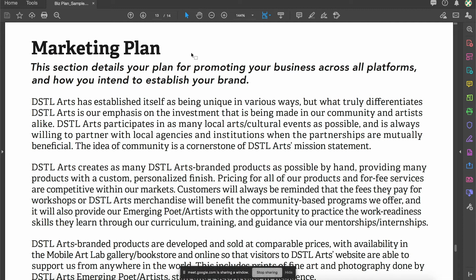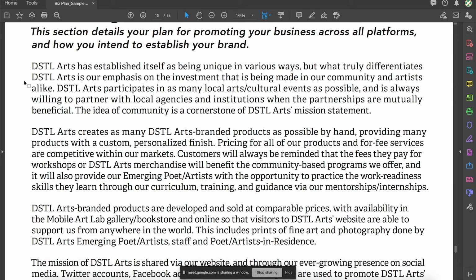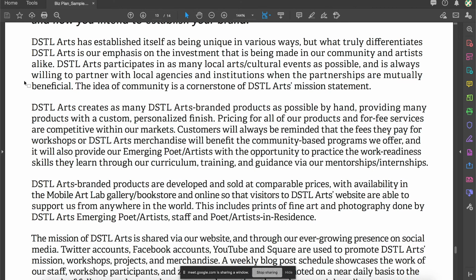And this is where you talk about how you're going to promote your business across everything, right? Every opportunity that you have to establish your brand and to maintain the integrity of your brand, that's a marketing opportunity, right? So here in this section, we're not going to read it all the way through, but I talk about Distill Arts creating merchandise, right?